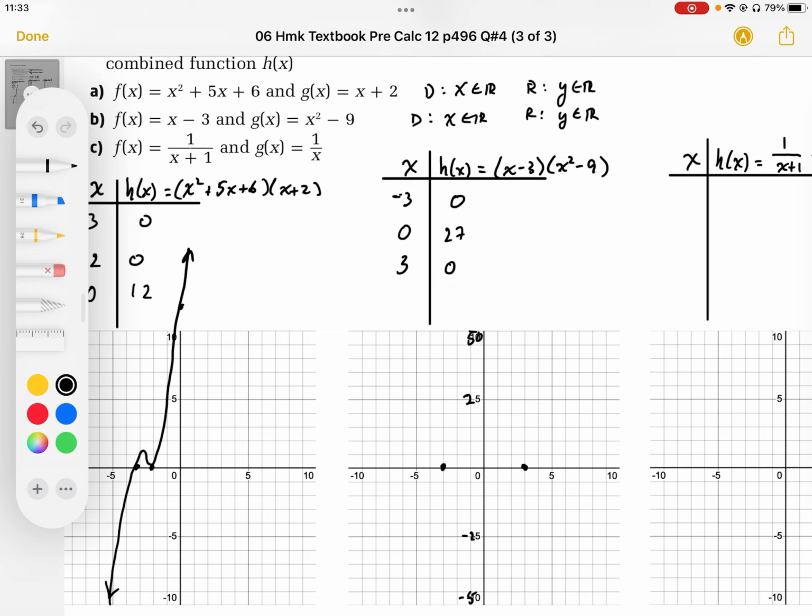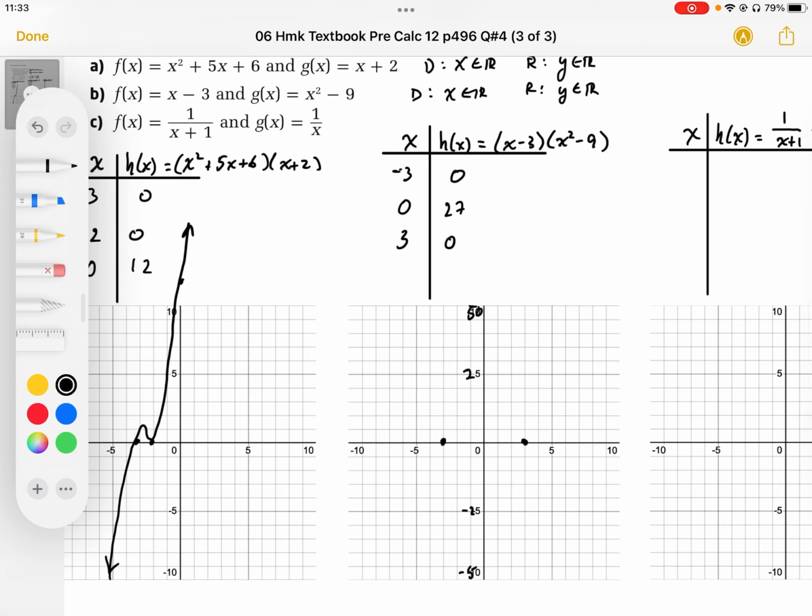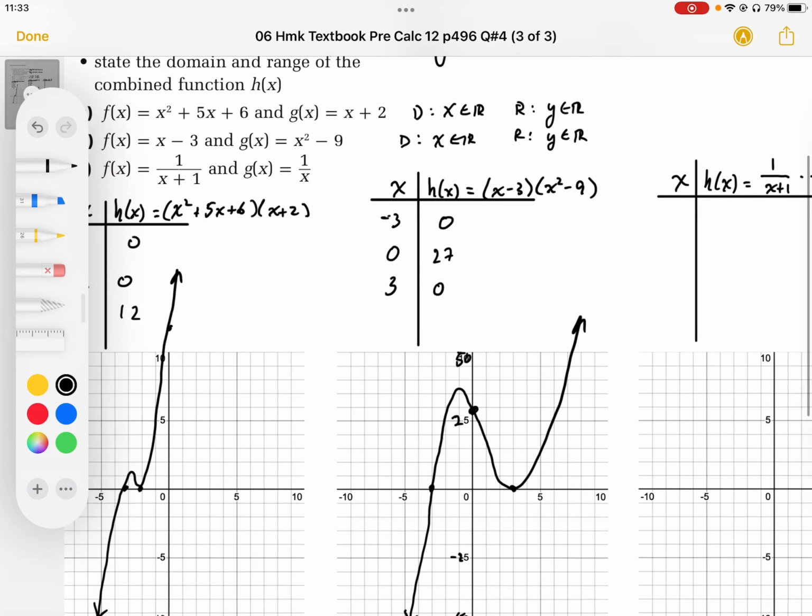I'm going to have a bounce at +3, and I know I have a positive leading coefficient, so it's going to come up through -3. It's going to bounce at +3, so it's going to come up through here. It's going to go through 27 and come up through here like this. Again, if we want some more accuracy, we're going to plot a few more coordinates.